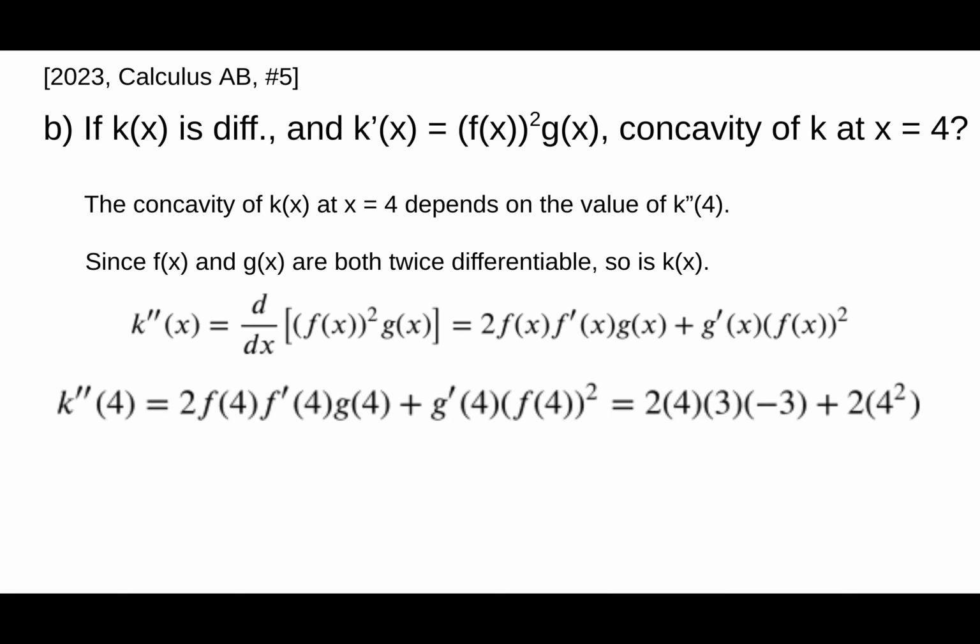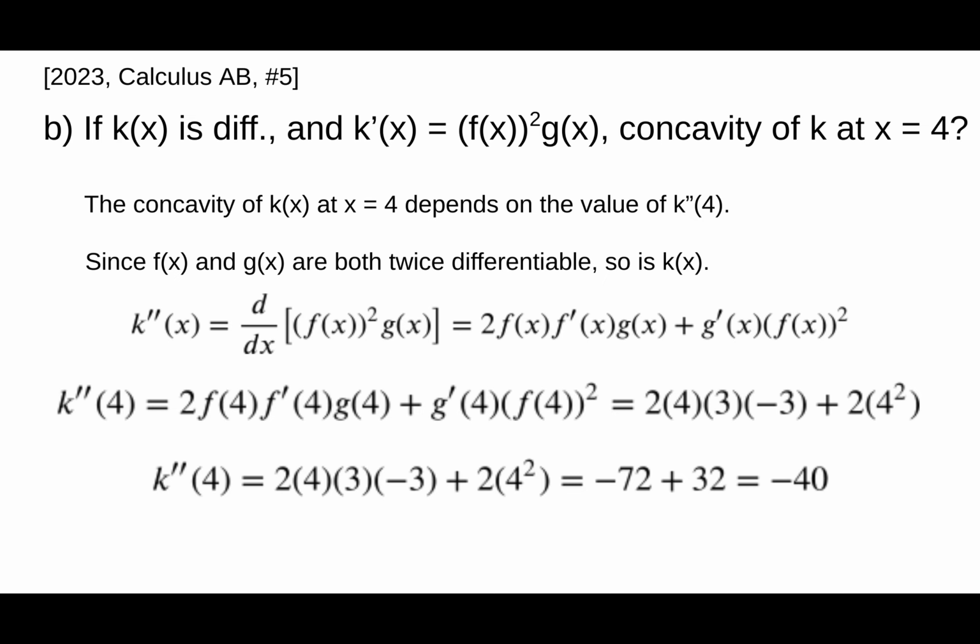So now we have a formula for our second derivative of k. And then we just plug in 4 for all the x's. 2 times f of 4 times f prime of 4 times g of 4 plus g prime of 4 times f of 4 squared. Get all those values from the table, and eventually, if you simplify it, you get all the way down to negative 40. Now, since k double prime of 4 is less than 0, k should be concave down at x equals 4.